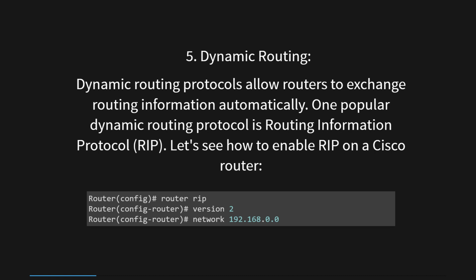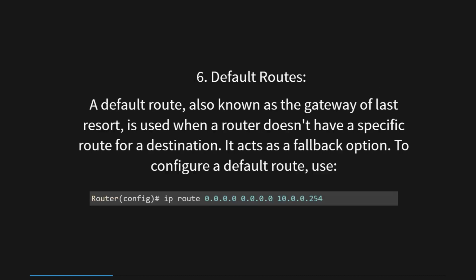While RIP is easy to configure and deploy, it may not be as efficient as more modern dynamic routing protocols like OSPF or EIGRP, especially in larger and more complex networks. A default route, or gateway of last resort, serves as a fail-safe option for routers when they cannot find a specific route for a given destination in their routing table. It acts as a catch-all route that directs traffic to a predefined gateway when no other matching route is available.